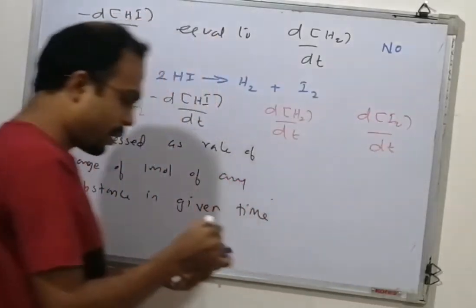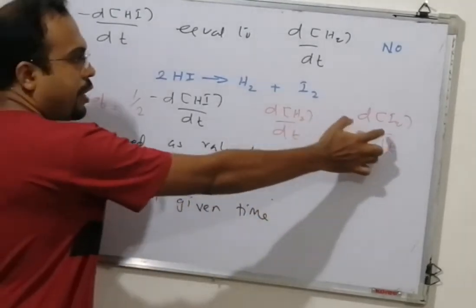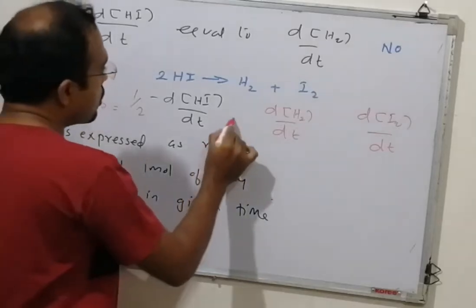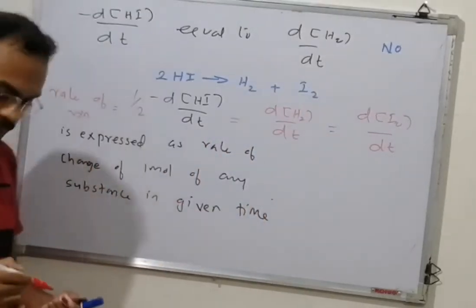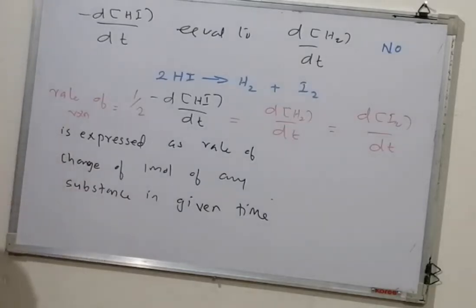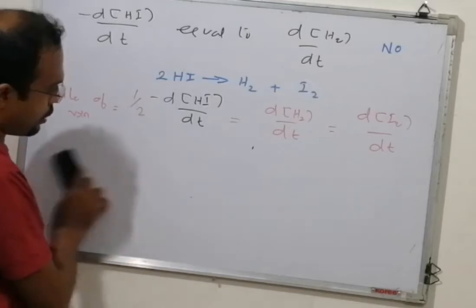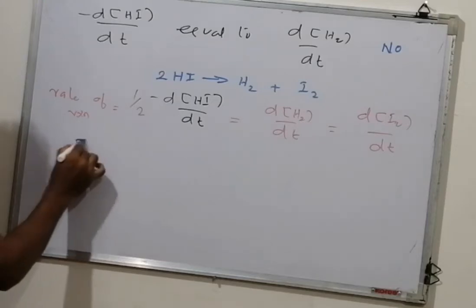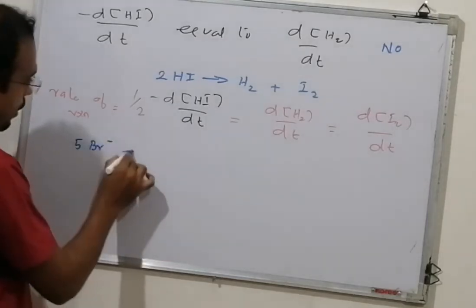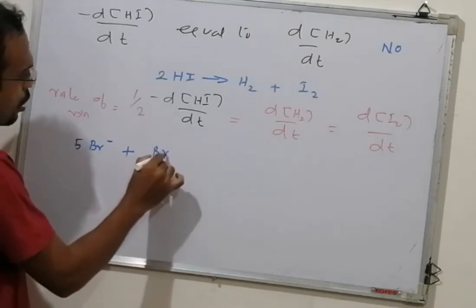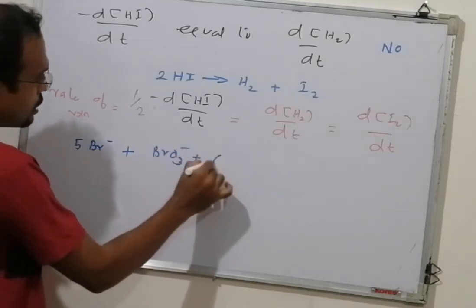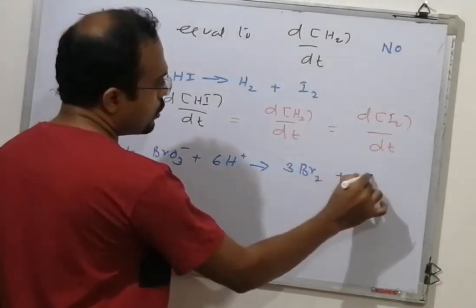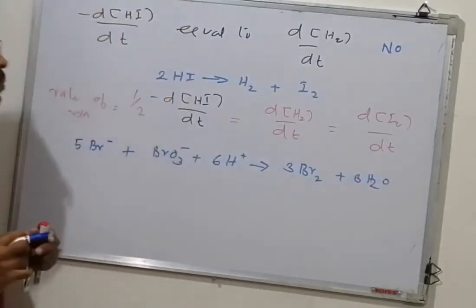Now, all are correct. Rate of I2, rate of H2, rate of HI, all are correct. And all express rate of reaction, therefore, all are equal. Fine? Yes, this is the rate expression of this reaction. Suppose you have another reaction, 5Br minus plus BrO3 minus plus 6H plus gives 3Br2 plus 3H2O.